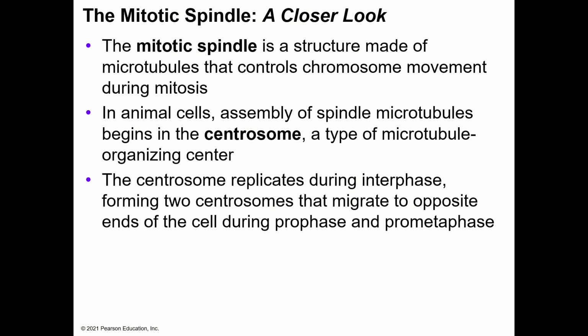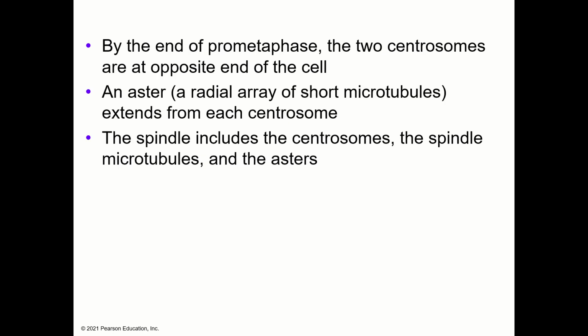The centrosome replicates during interphase, forming 2 centrosomes that migrate to opposite ends of the cell during prophase and prometaphase. By the end of prometaphase, the 2 centrosomes are at opposite ends of the cell, and an aster extends from each centrosome. An aster is a radial array of short microtubules. The spindle includes the centrosome, the spindle microtubules, and the asters.